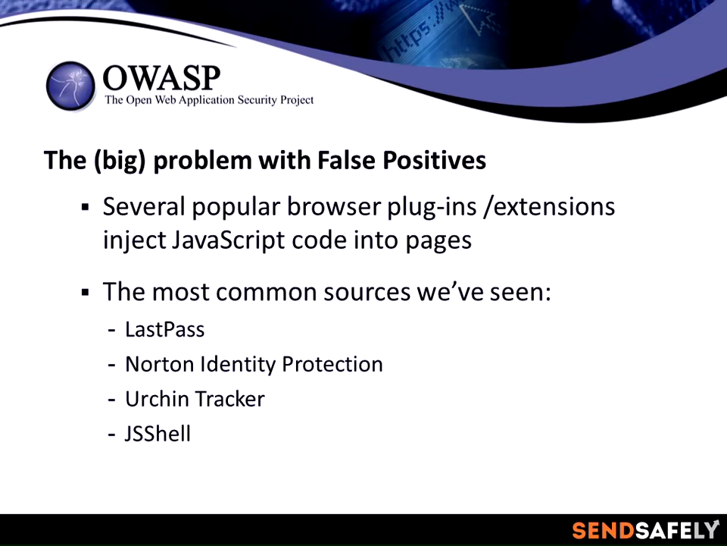And Norton Identity Protection, which is another one that we've seen a lot from, probably also has to do it to detect the malware. The third one is Urchin Tracker, which is actually Google Analytics, which probably needs to do it just to send back the analytics data.